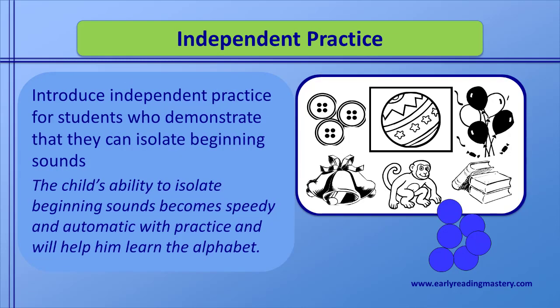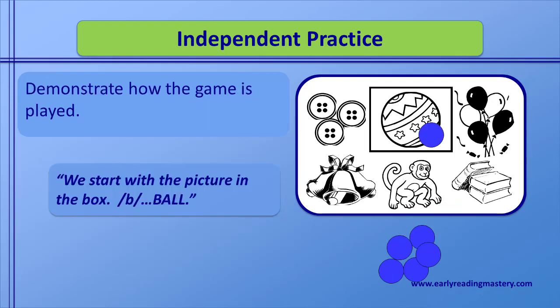When a child shows you he can isolate beginning sounds, we want him to practice that phonemic skill so that it becomes speedy and automatic. This will help him later as he learns the alphabet. Choose a card to show the child how to work independently. Start by putting a game piece on the key picture and then proceed to find other pictures that start with the same beginning sound. Be sure to let the child hear you forming the sounds as you complete the activity.